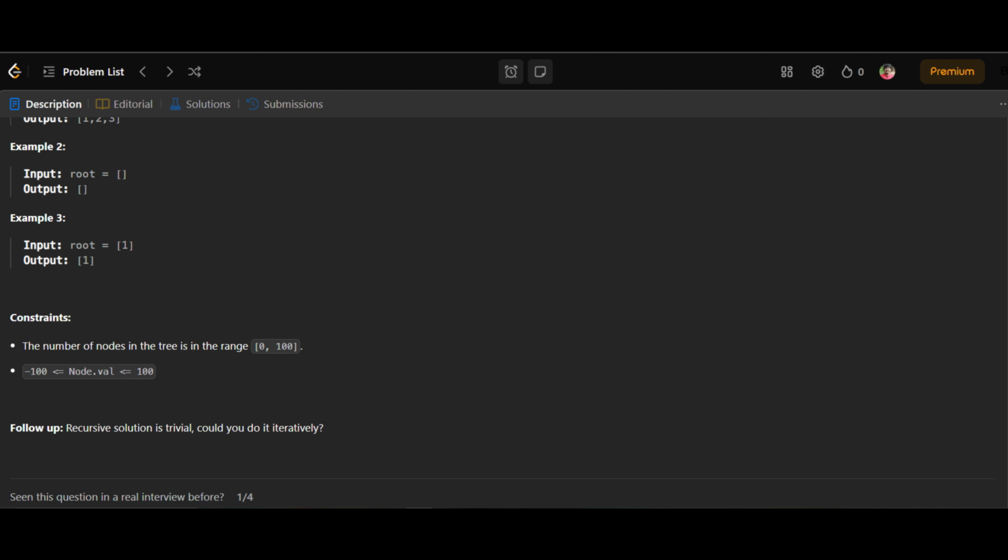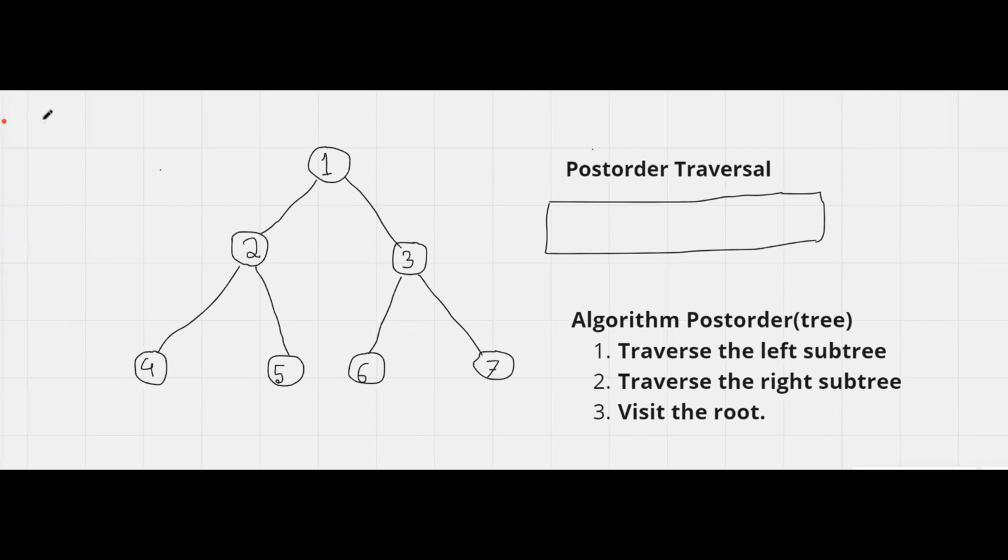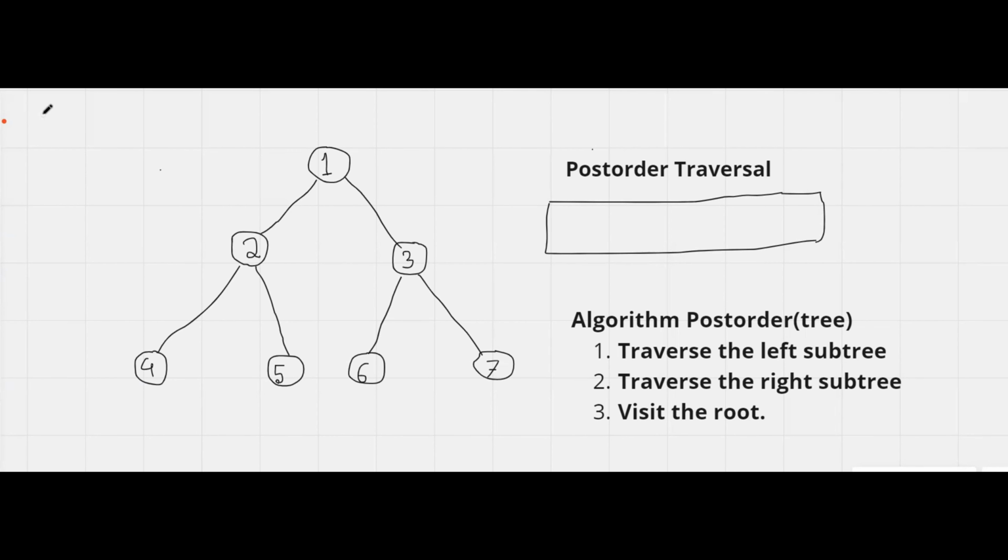Now, let us understand the solution by using an example. Here, we have a binary tree with root 1, which has two children, 2 and 3. Node 2 has two children, 4 and 5, and node 3 has two children, 6 and 7. Now, we have to perform the post-order traversal on this binary tree.